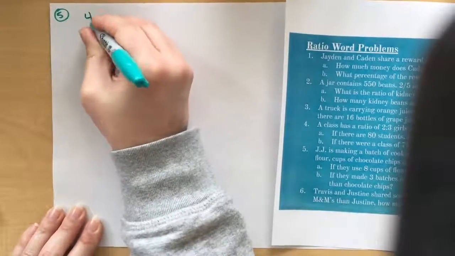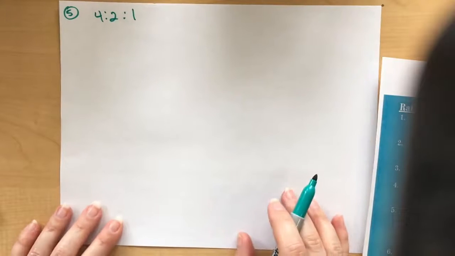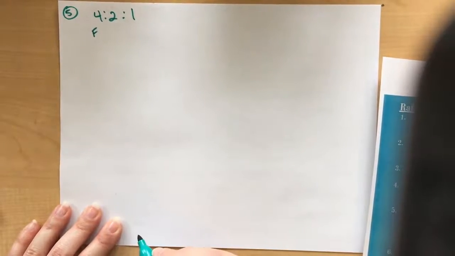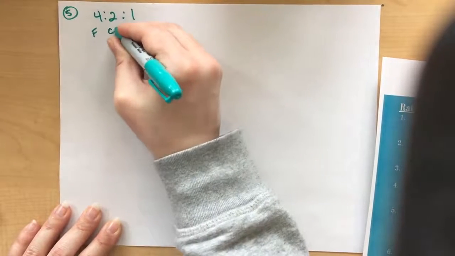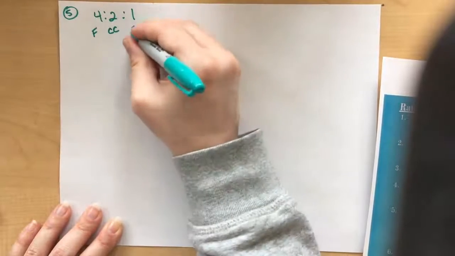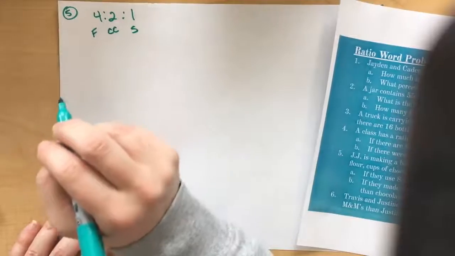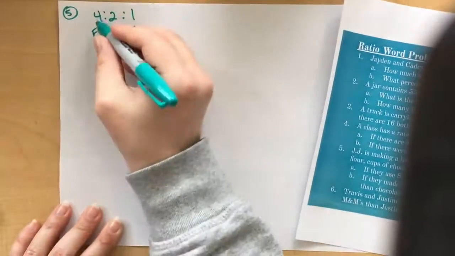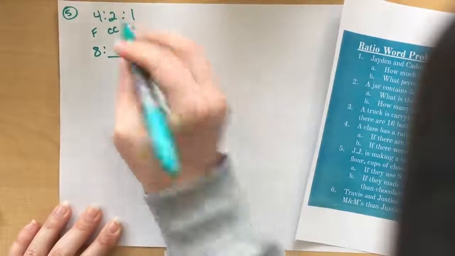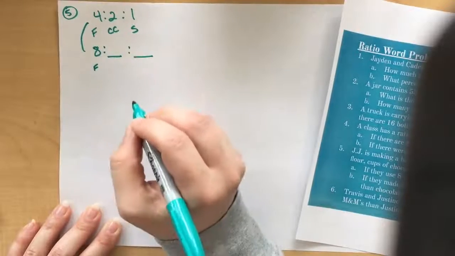So we have a ratio, 4 to 2 to 1, and that 4 represents cups of flour. The 2 represents cups of chocolate chips, CC, and the last one is cups of sugar. Okay, if they used 8 cups of flour, how many cups of sugar do they need? So I'm looking now for an equivalent ratio where instead of using 4 cups of flour, I'm using 8 cups of flour.